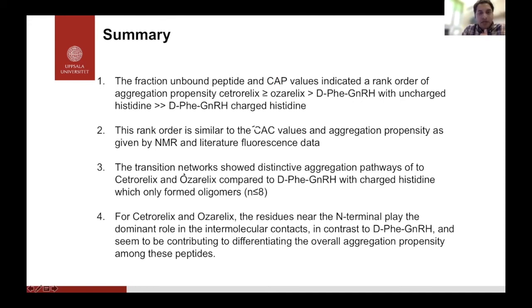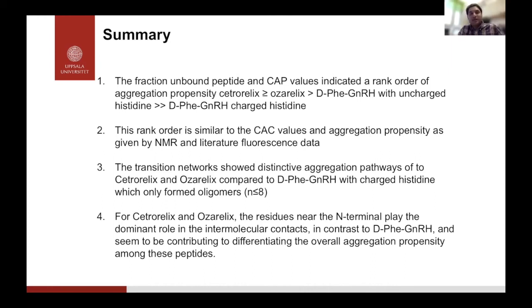And the aggregation transition network we derived from our simulations also shows the aggregation pathways for cetrorelix and ozorelix going into higher aggregate sizes compared to diphenyl GnRH. And for cetrorelix and ozorelix, the first three residues near the N-terminal play the dominant role in the overall intermolecular contacts, in contrast to diphenyl GnRH, in which they are not available. That seems to be what differentiates the overall aggregation propensity among these peptides.